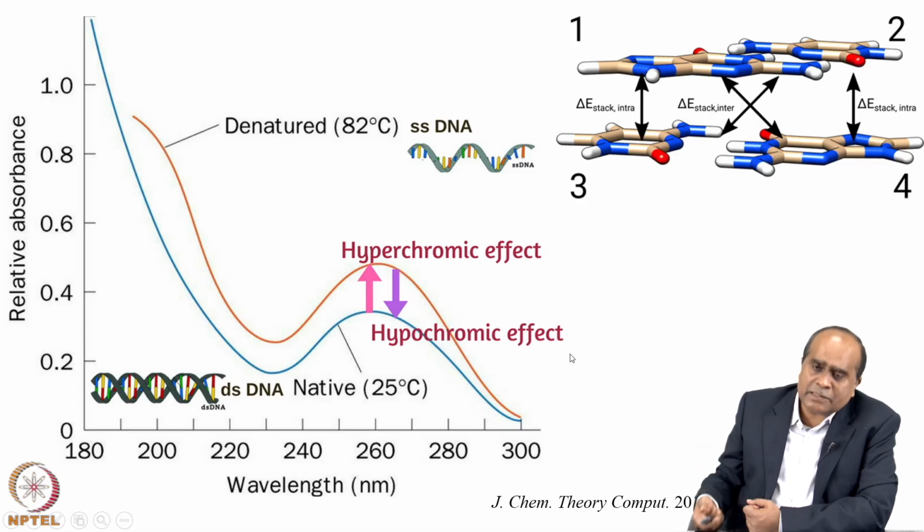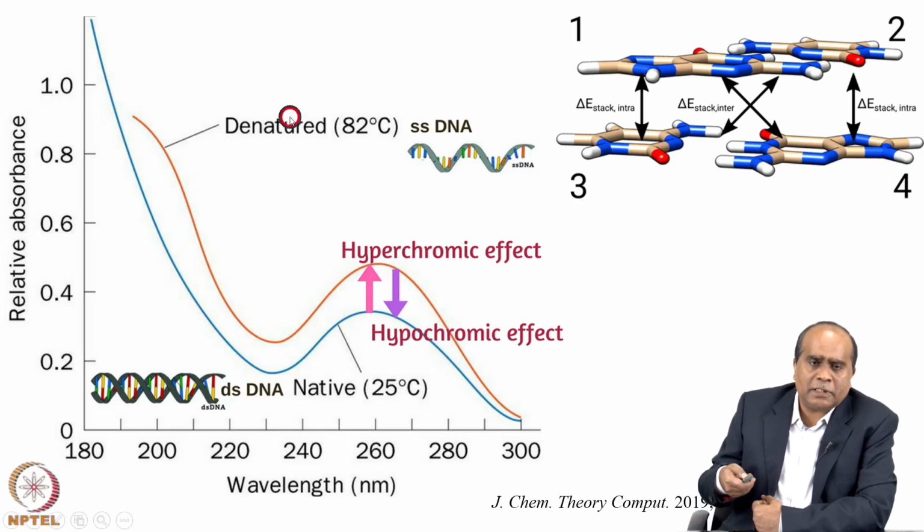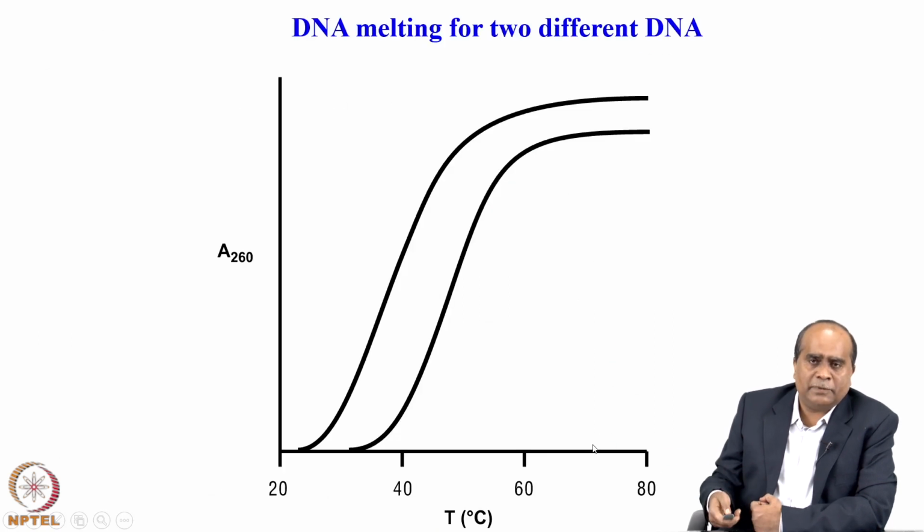So, essentially this simple phenomenon of UV visible spectroscopy can also be used to monitor the denaturation and renaturation of DNA, and that is one of the interesting phenomena that we use, the structural transition that happens. With DNA melting of two different DNAs, you can get the midpoint of denaturation.